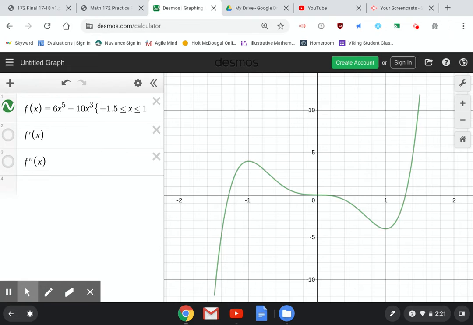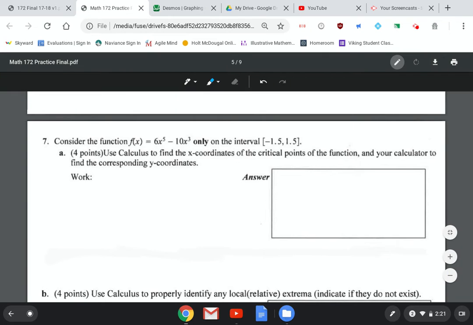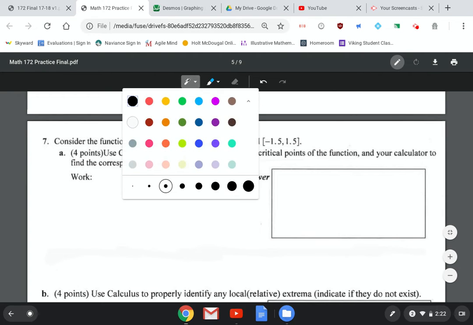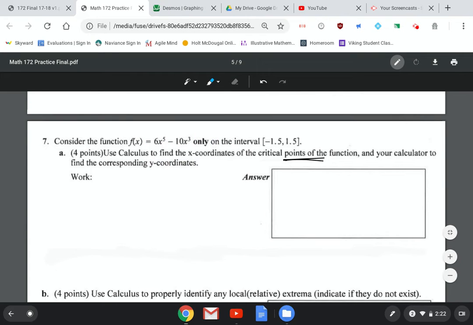We will be flipping back and forth between Desmos and this problem. So A, use calculus to find the x coordinates of the critical points of the function, and then use your calculator to find the corresponding y values. So we're using calculus to find the x's, and then you always find a y by just plugging it into the equation. So to find the critical values of a function, we take the first derivative and set that equal to 0.